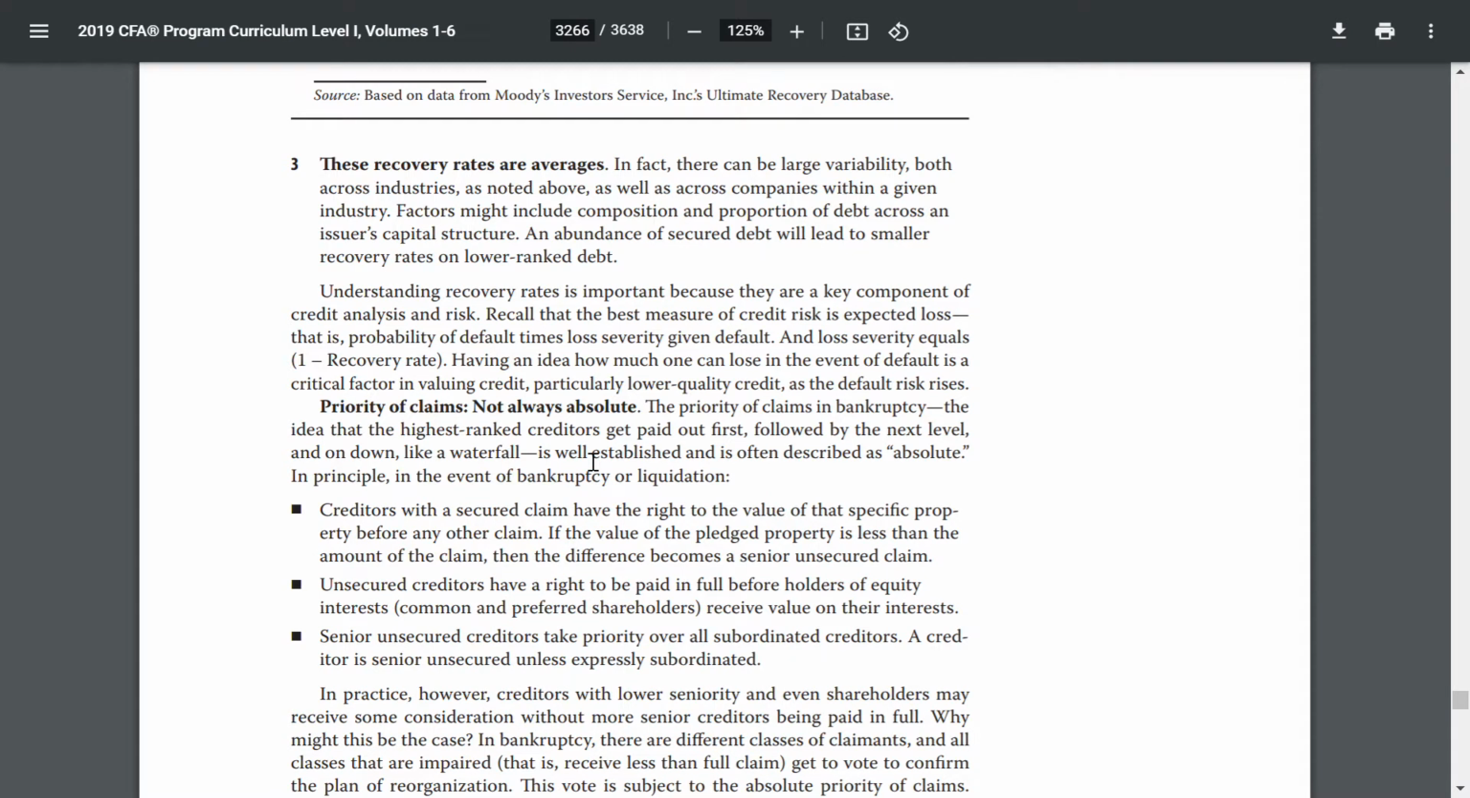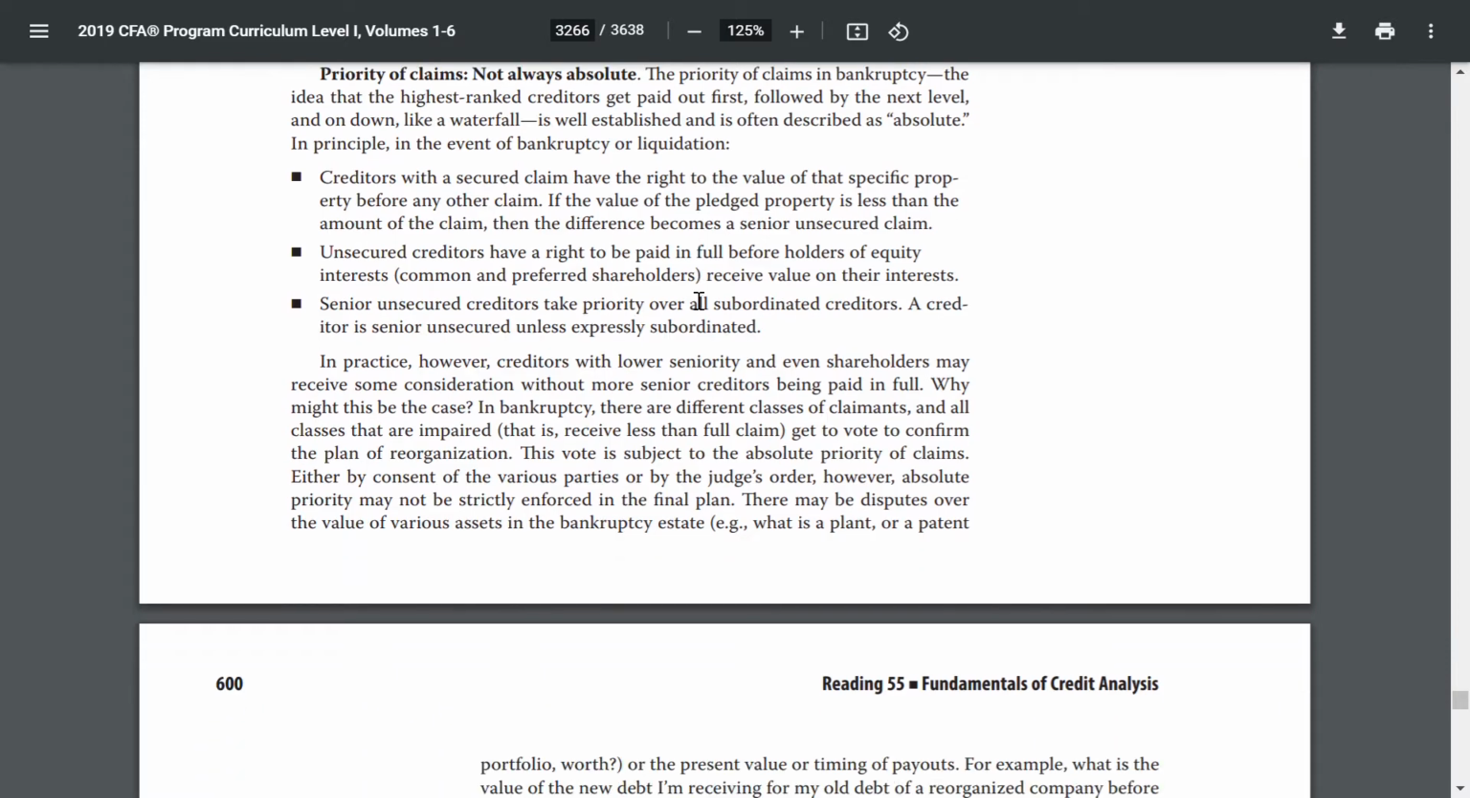The priority of claim in bankruptcy, the idea is that the highest ranking creditors get paid out first, followed by the next level, and on down, like a trickle down waterfall. Some may say it is well established that it is often described as absolute in principle. In the event of bankruptcy or liquidation, creditors with a secured claim have the right to the value of the specific property before any other claims. If the value of the pledged property is less than the amount of the claim, then the difference becomes a senior unsecured claim.